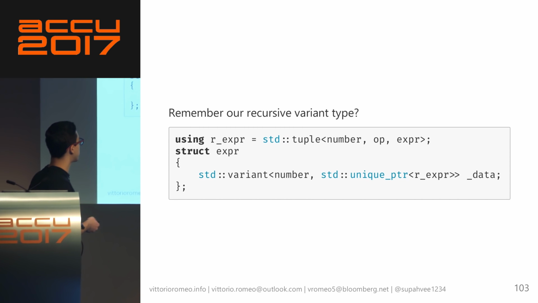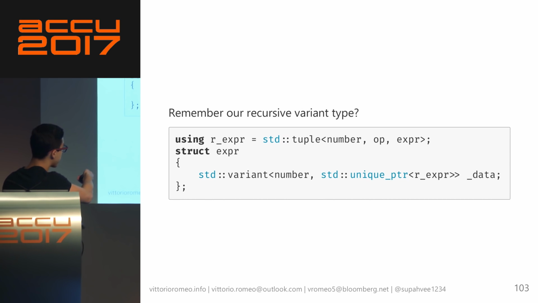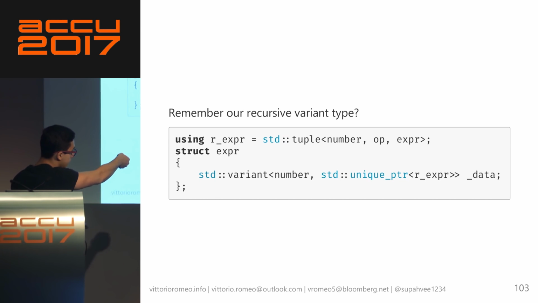The first thing I want to review is a recursive variant type. And again, I want you to be very clear on how this works. So this expr here had to be forward declared before because we need to refer to it in a recursive case. The recursive case is this tuple here, which refers to expr. And at this moment in time, expr is just an incomplete type because it's a forward declaration.